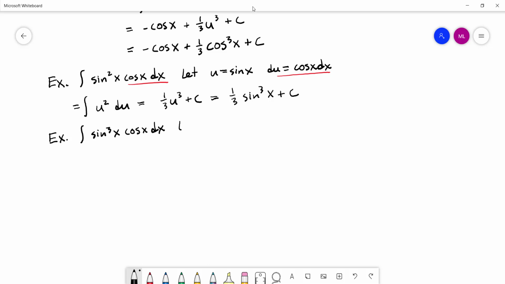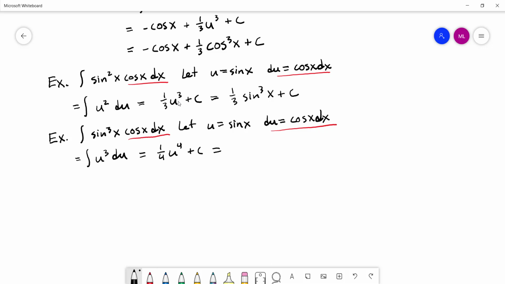So let's see that. I'll let u be equal to the exact same thing. du is going to be the same thing as the previous problem. And this is now just the integral of u cubed du, right? Again, here's my du, sitting right there. And this is simply u cubed. And we integrate that, get 1/4 u to the 4th plus c, convert back to x. I've got 1/4 sine to the 4th of x plus c.